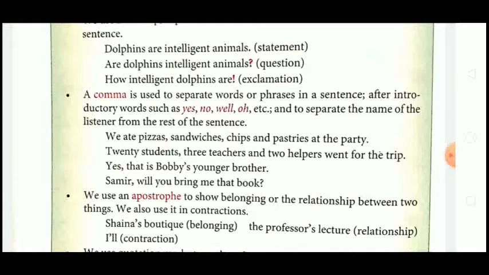Next, yes, that is Bobby's younger brother. Here the introductory word is yes. To separate the yes from the rest of the sentence, we have used a comma there.